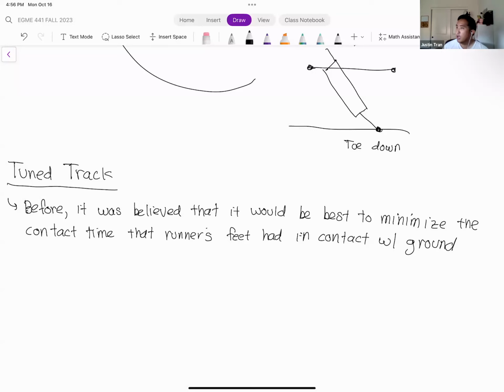And so the idea back then was to do the exact opposite of that: to try to minimize your contact time by making the track as hard as possible. So the idea was, make the track literally out of concrete or the hardest material, so that when your foot comes down, it will literally bounce off immediately and not spend any time for the track to compress or absorb your impact. Okay.